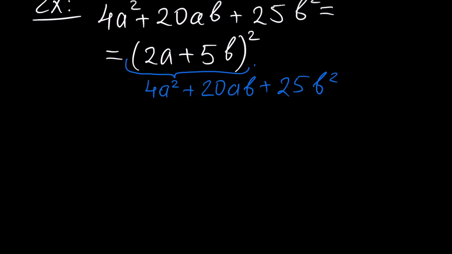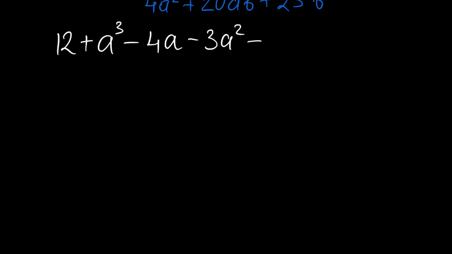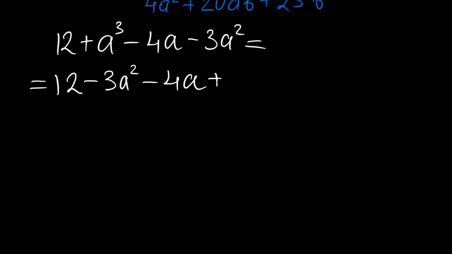That's all. Factorization of polynomials is quite technical, as I said. This is technical work, and you have to practice this technique. Next example, assume we have 12 plus a cubed minus 4a minus 3a squared. We can write this as 12 minus 3a squared minus 4a plus a cubed.